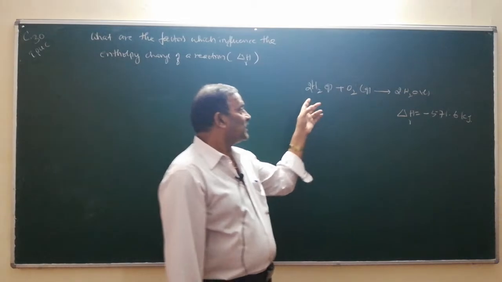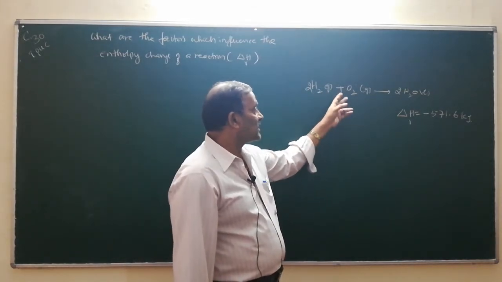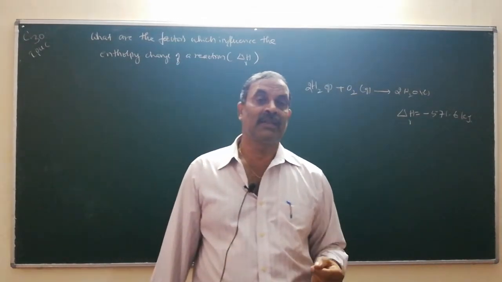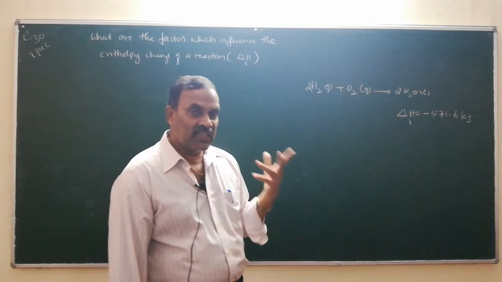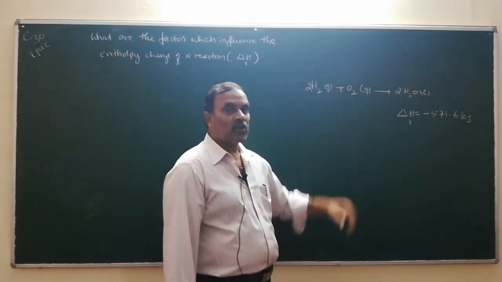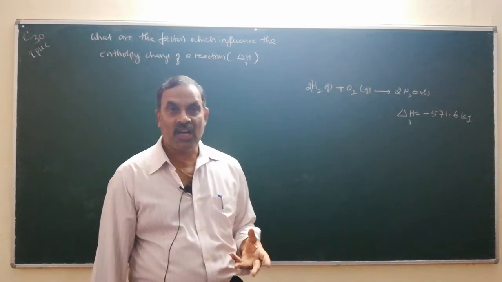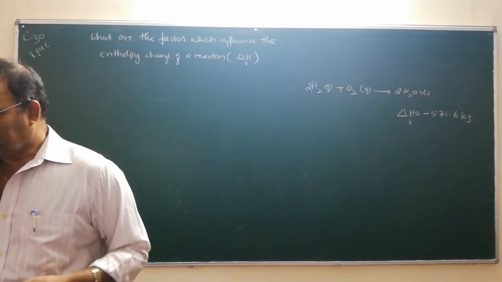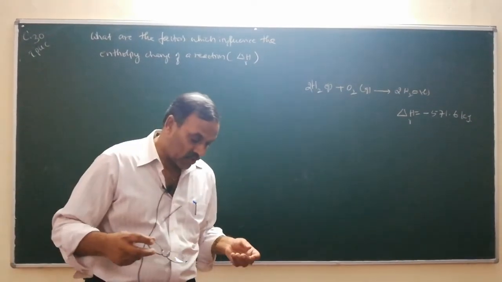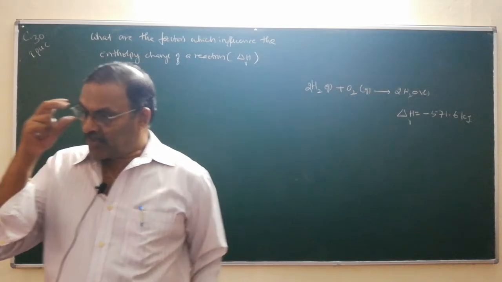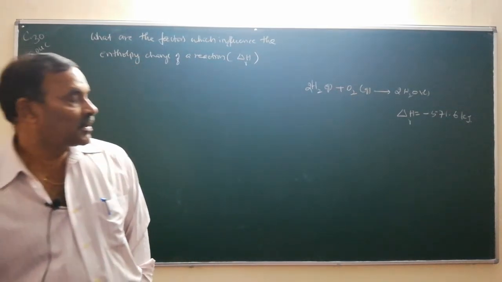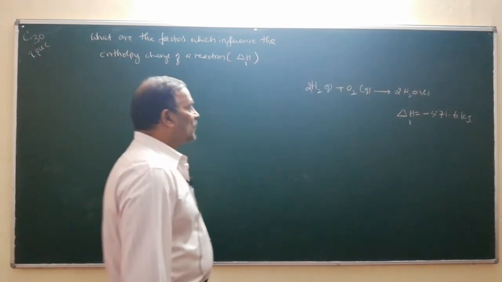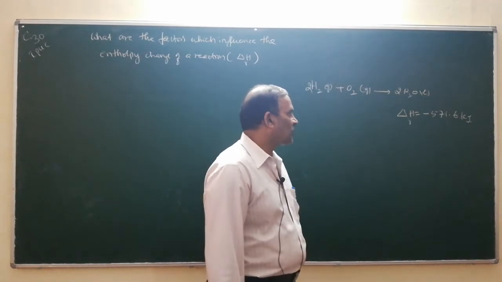Number two, the quantity of reactants reacted. How much quantity of reactants reacted is the second factor. And the third factor, allotropic forms of the reactants. And the fourth one, the conditions of temperature and pressure, the conditions of pressure and volume. So these are the factors on which the enthalpy of reaction depends.